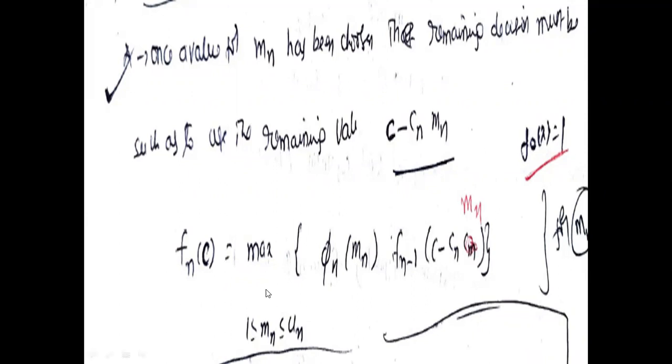f of n of c equals the maximum of phi of n of m of n, where phi of n of m of n is the reliability of the device, times f of n minus 1 of c minus cn into mn. Here mn lies between 1 and the upper bound Un, that is, between 1 and the upper bound in any stage: u1, u2, u3.